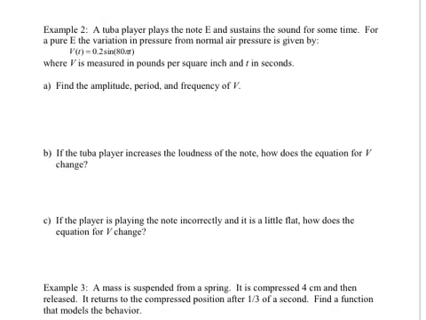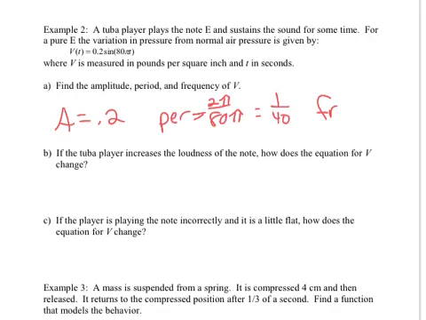So pause this video and see if you can do that. And if you did that, you would get the amplitude is 0.2, and the period is going to be 2 pi over 80 pi. So that ends up to be 1/40th of a second. So the frequency is the reciprocal of that, 40 hertz. So a pure E vibrates at 40 hertz.